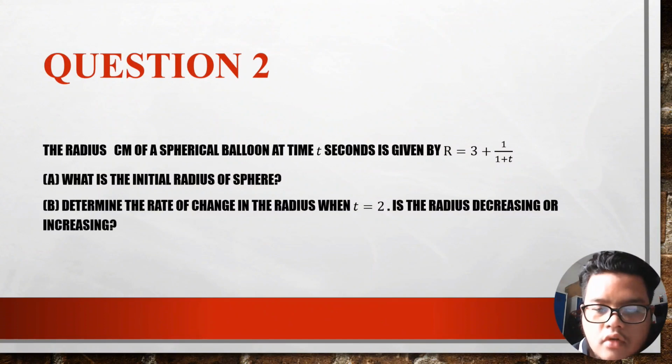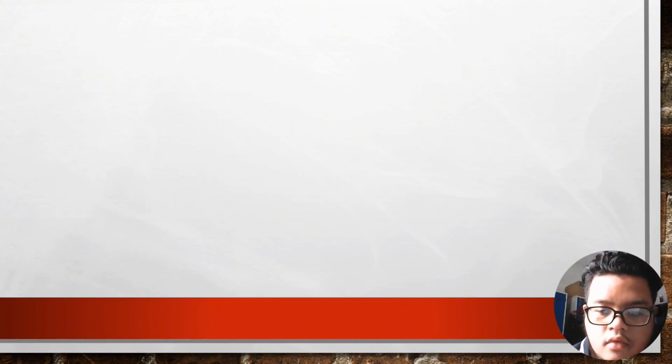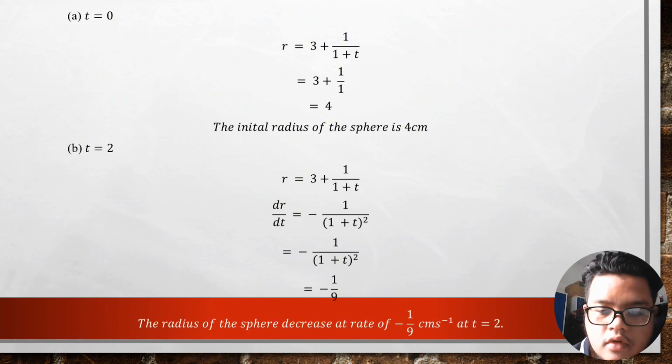Now we move to question 2. The answer for A is that the initial radius of the sphere is 4 centimeters. For B, we got that the radius of the sphere decreases at a rate of negative 1 over 9 centimeters per second at t equal to 2.